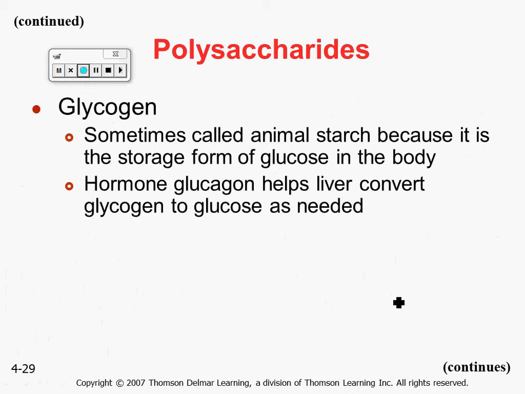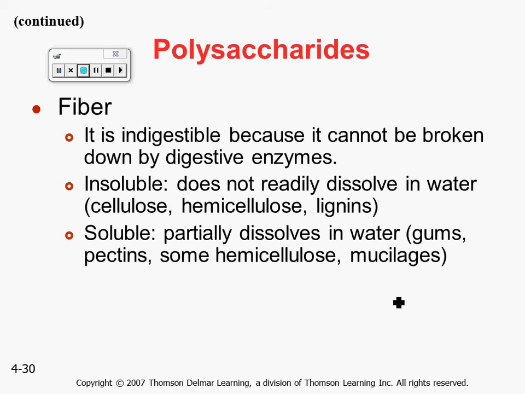And then we sometimes call glycogen animal starch because of how we store it in our body. Where do we store glycogen? Liver and our skeletal muscles. Now, our liver can release the glucose into our blood, but our skeletal muscles can only use the glucose for their own use. We call them energy hogs, our skeletal muscles.